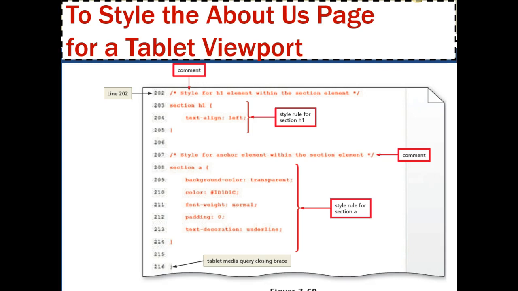So why do we want to do that? We want to update the style for a tablet viewport. There are 3 steps again on page 342 that you can do. But this picture is showing you that on line 202, you put a comment, a style for H1 element within the section element. That is to start, meaning that you are going to insert a new comment. And then you type the section H1. Basically, you are inserting a new selector.